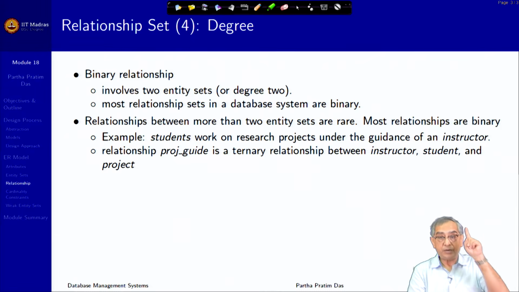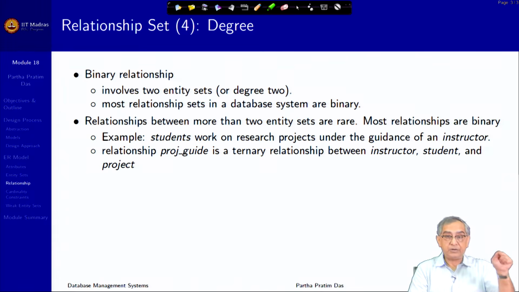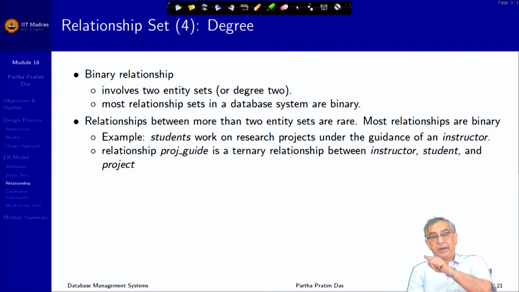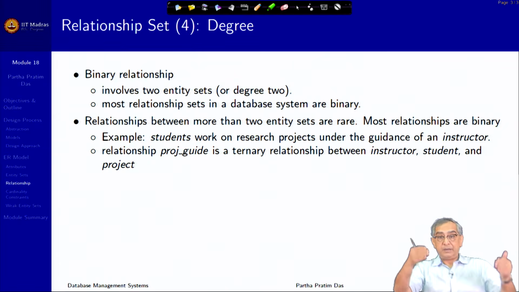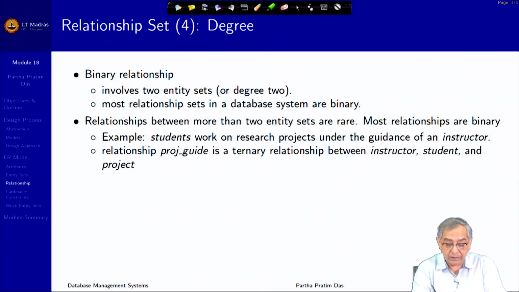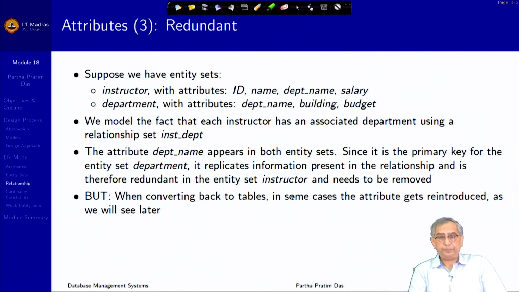You need to know the instructor, who will be the guide. You need to know the student for whom the guide is, and you need to know the project in which the instructor is guiding the student. Right? In a different project, a different instructor may guide the student, and so on and so forth. So, this is a three-way relation, a ternary relation, and we will have to be able to represent those. So, that is what is called the degree.